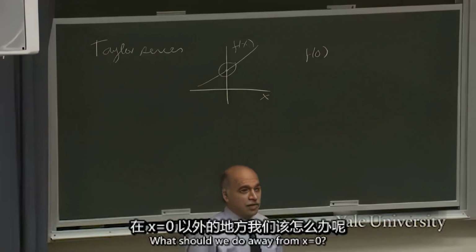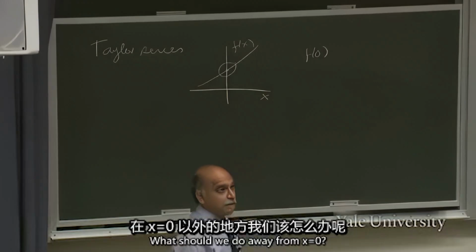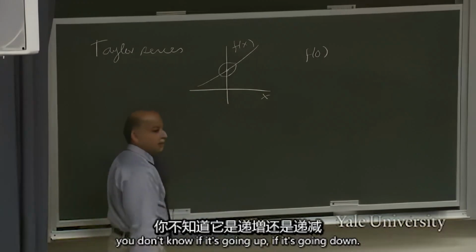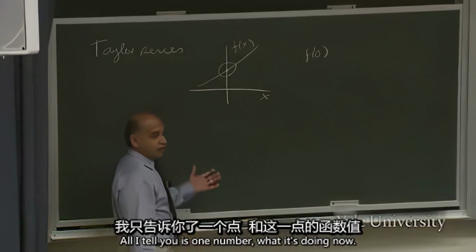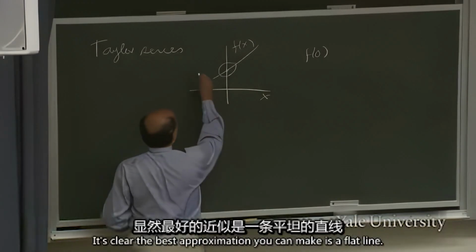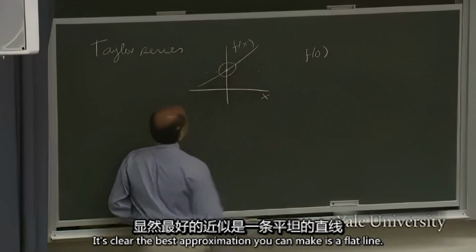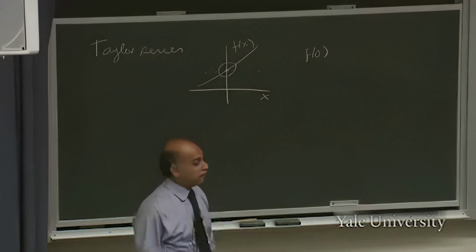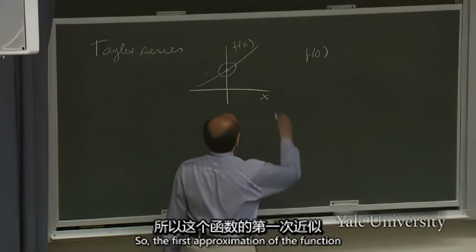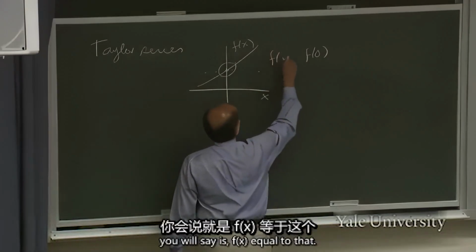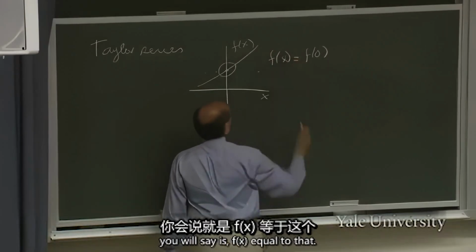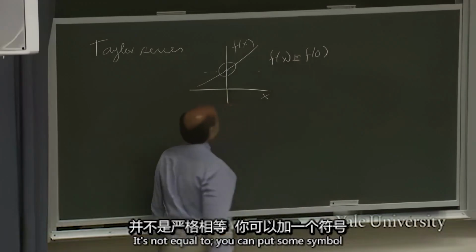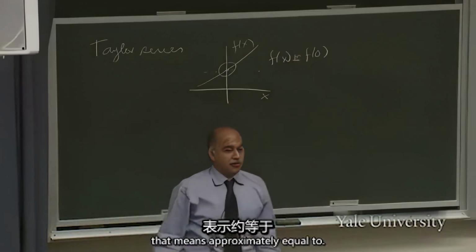What should we do away from x equal to 0? Well, you got no information about this function. You don't know if it's going up, if it's going down. All I tell you is one number. What it's doing now is clear. The best approximation you can make is a flat line. There's no reason to tilt it one way or the other given the information you have. So the first approximation of the function you will say is f of x approximately equal to f of 0. It's not equal to. You can put some symbol that means approximately equal to.